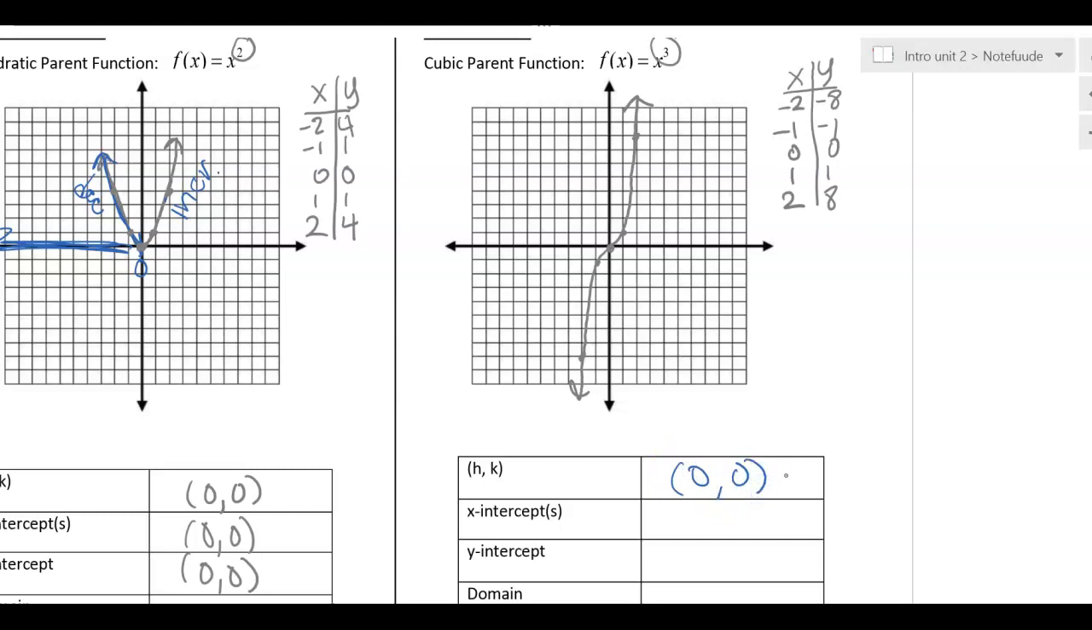It's not really a vertex. I don't know if you guys care, but they call it a point of inflection, where it kind of tricks you, like it looks like it's going to turn around like a vertex, and then it doesn't. It has this weird lull. They call that point of inflection.